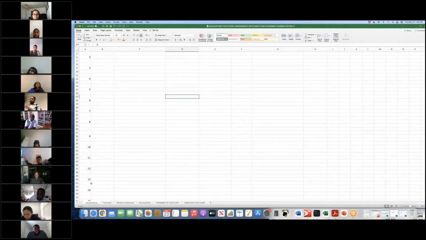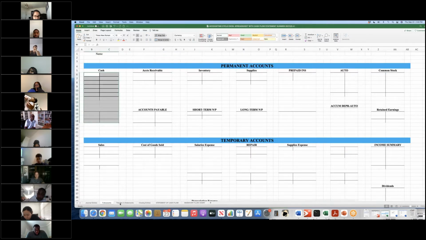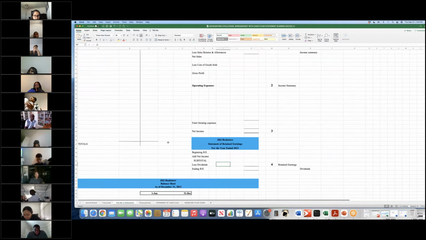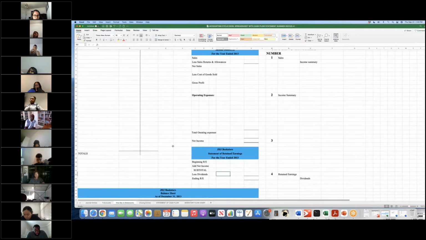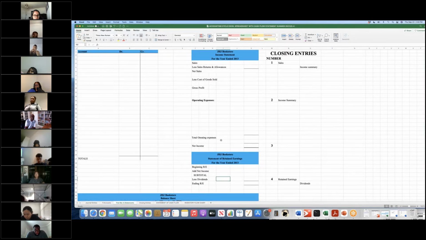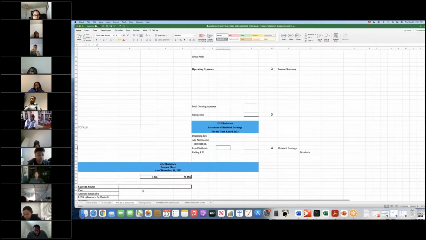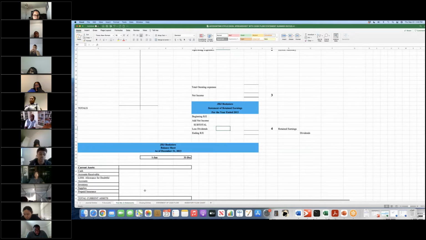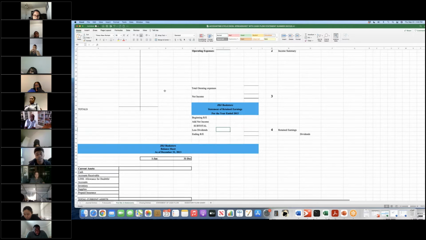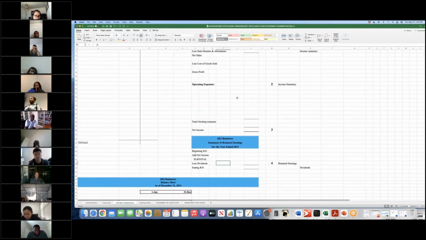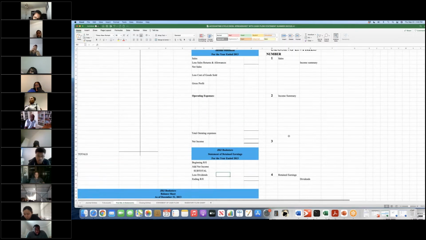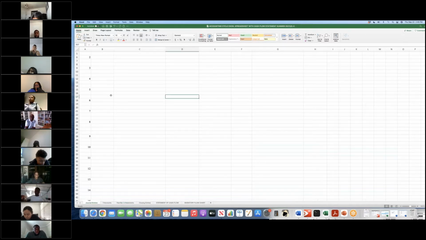Excel spreadsheets with our journal entries, T accounts, trial balance. And then we're going to look at, using that trial balance, how do we move from the trial balance to our financial statements and then our closing entries. So how are we going to get that done?